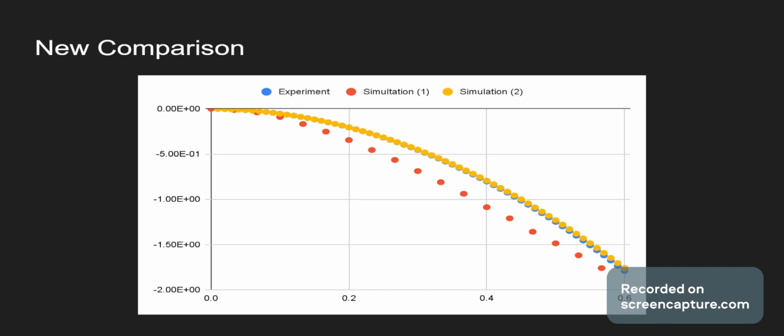Here's the new comparison of the experiment and two simulations. In the second simulation, once you add in drag, you can see it lines up with the experiment very well, a lot better than the first simulation, and that's just because of drag. So I guess that shows drag is a real thing. It's another physics thing you've got to think about.